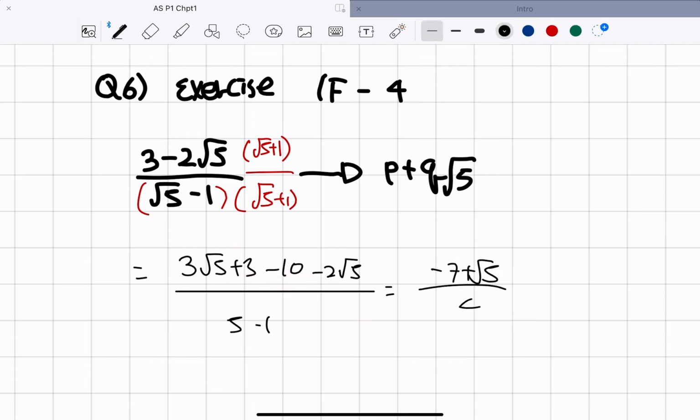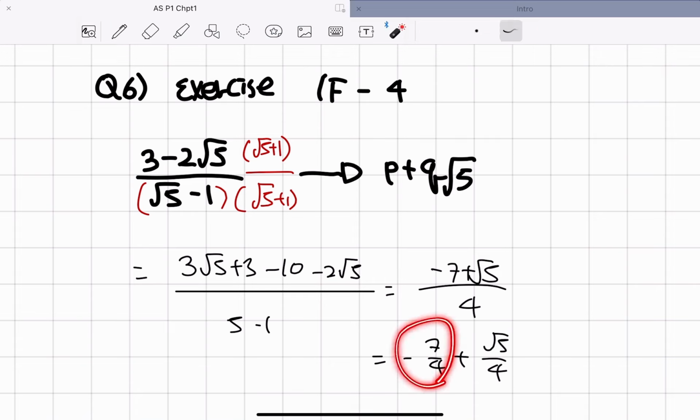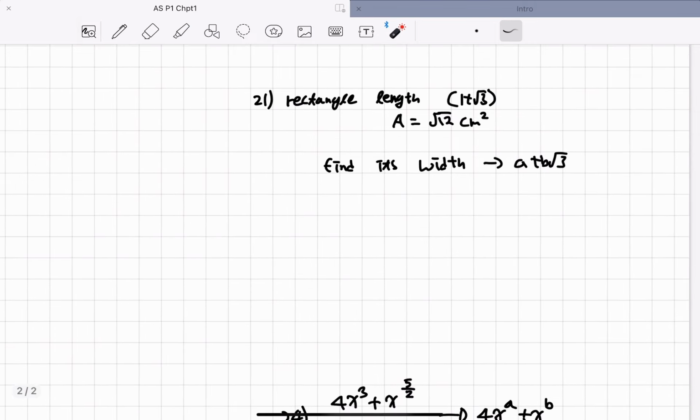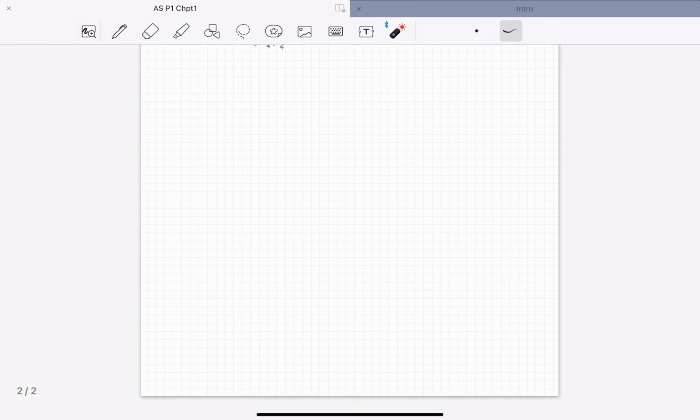And the denominator is 4. So you can say it's minus 7 over 4 plus square root of 5 over 4. Which means P equals minus 7 over 4 and Q equals 1 over 4, right? Okay. Next one.